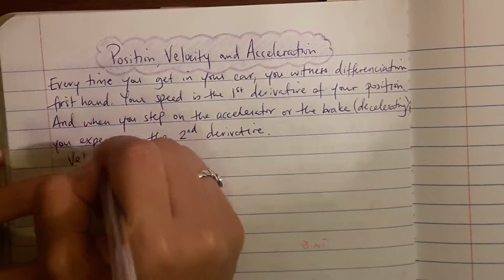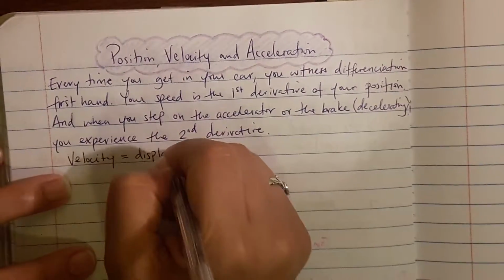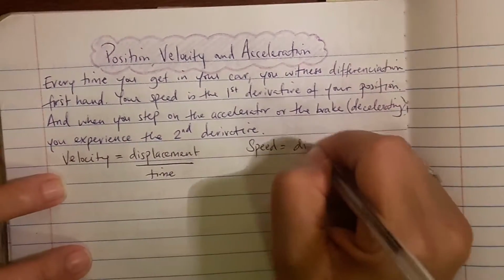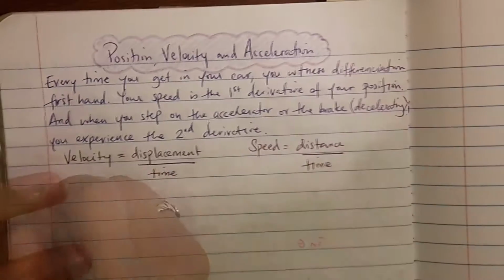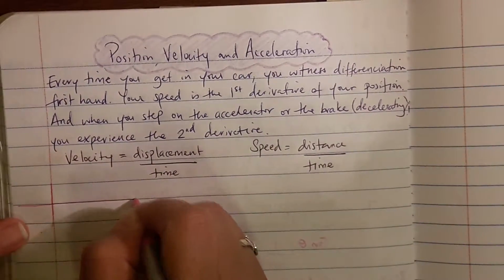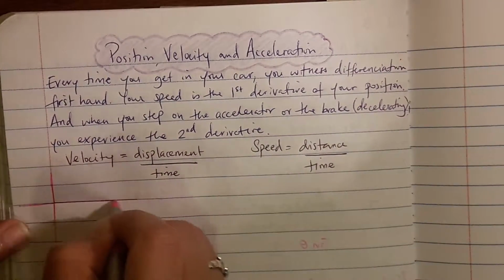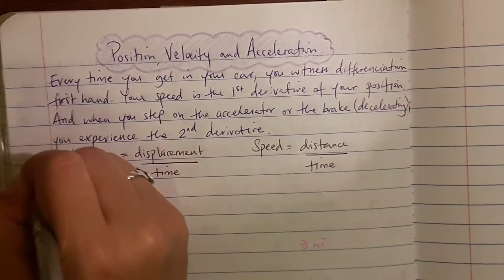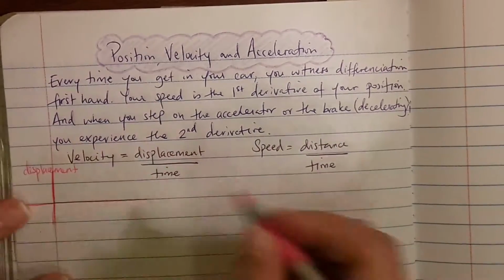Now, from physics, we know two very important formulas. Velocity is displacement over time, and speed is distance over time. So velocity and speed are pretty much the same thing. The only difference is velocity has direction. It's speed with direction.